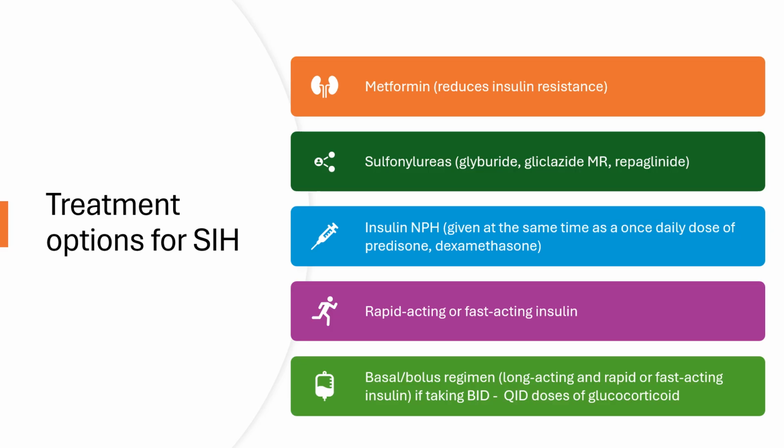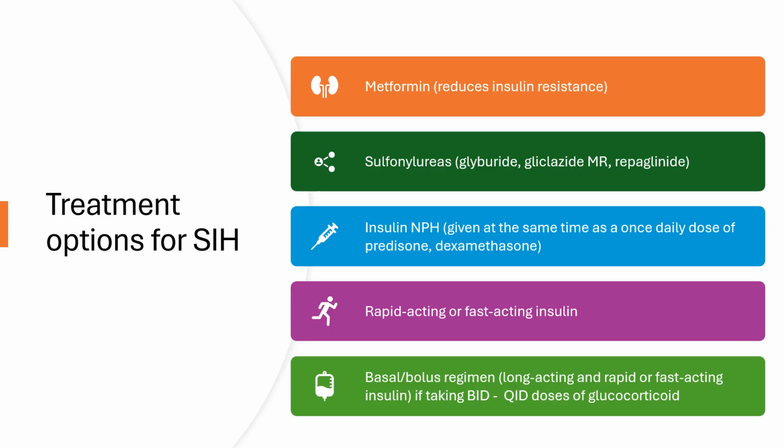So what are the options? Well, metformin decreases insulin resistance. It's a great drug and generally well tolerated and inexpensive if they're paying out of pocket. The sulfonylureas that we would use would be glyburide, which is not a favorite, but definitely is something that can be used once a day in a once-a-day prednisone, dexamethasone in the morning space.